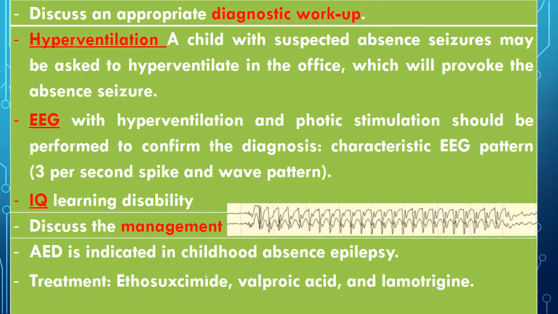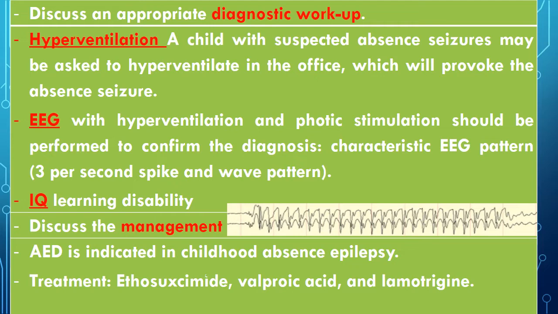Diagnostic workup. If we suspect absence seizure, we should ask the child to hyperventilate for at least 2 or 3 minutes. Hyperventilation will provoke the absence seizure. EEG is required. A characteristic EEG pattern of spike and slow wave occurring at a rate of 3 per second is characteristic of childhood absence epilepsy.